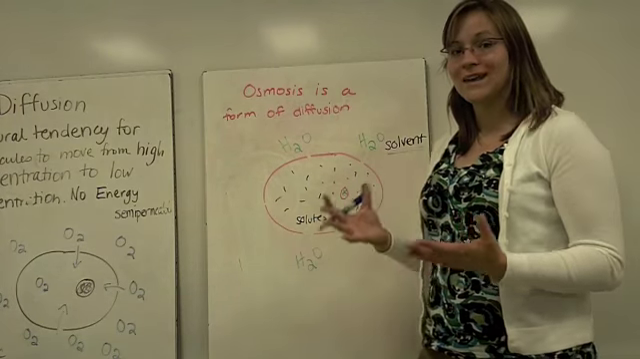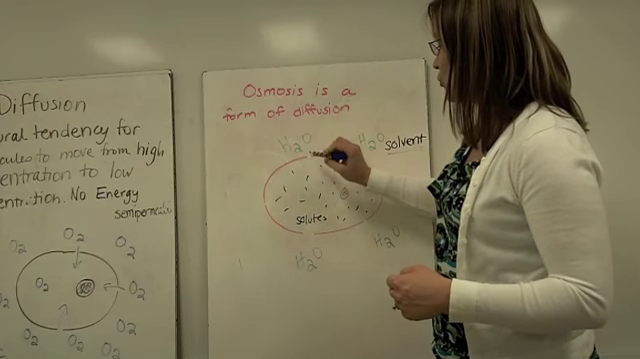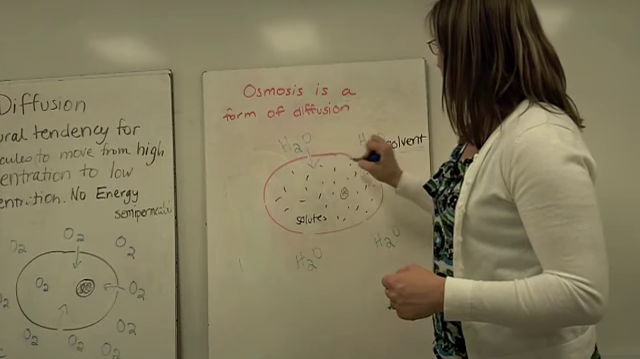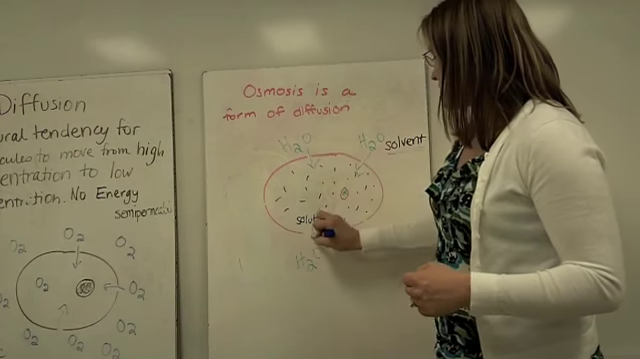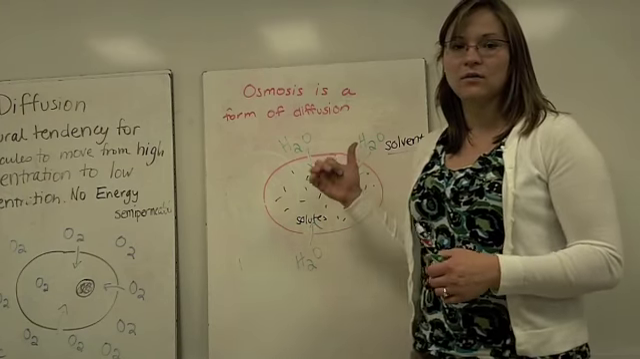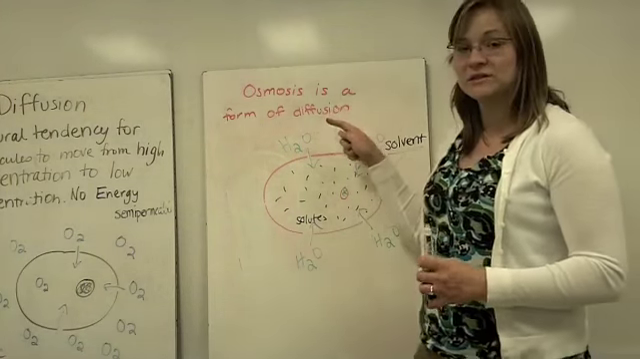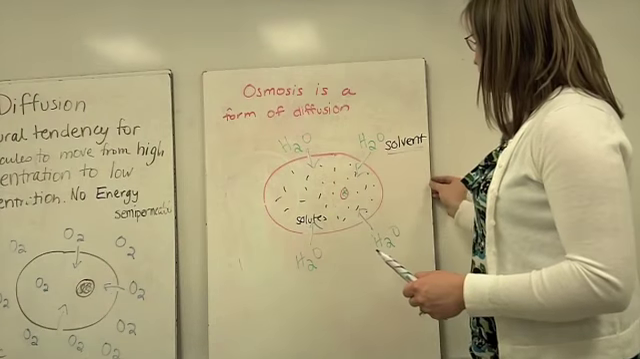So the water is going to want to equalize and create an equilibrium, so it's going to want to move into the cell to try to balance the amount of water that's on both sides of that membrane, so both sides of the plasma membrane. So this is osmosis, the movement of water.